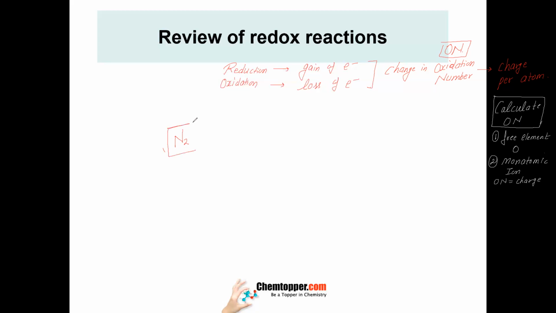Nitrogen in N2. Yes, please. Based on these two rules, rule number 1 and 2. Kiki, isn't it free element? It's elemental form. So what's the oxidation number? 0. What's the oxidation number of oxygen in O3? O3, pure element. 0. What's the oxidation number of oxygen in oxide? Yes. You're understanding the difference in rule number 1 and 2?